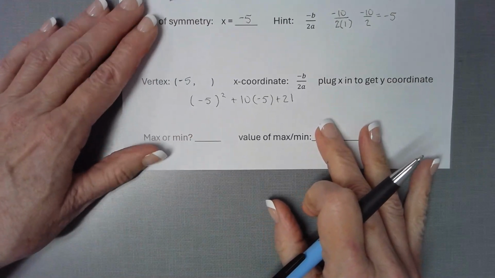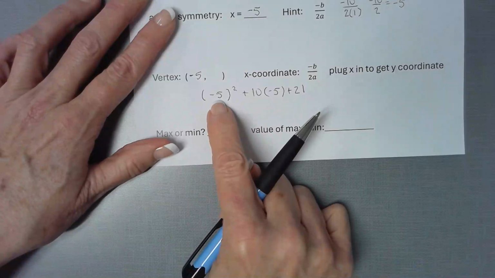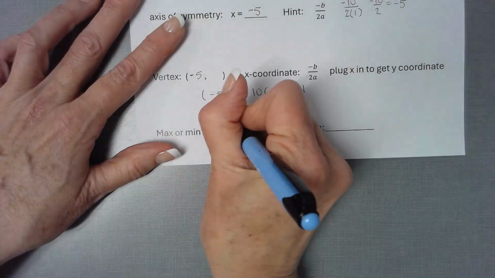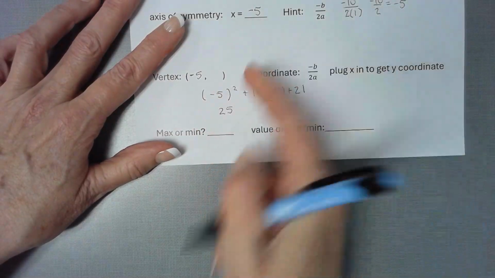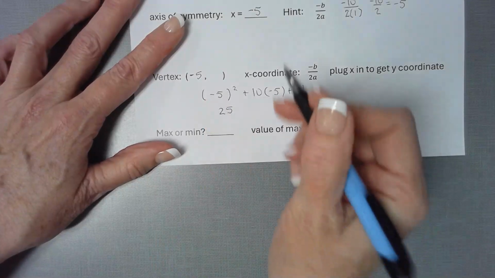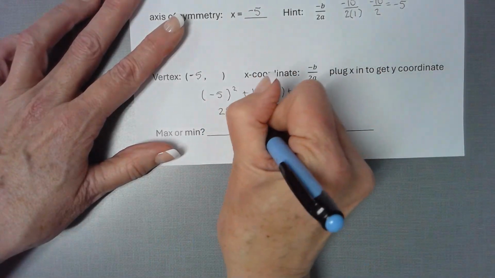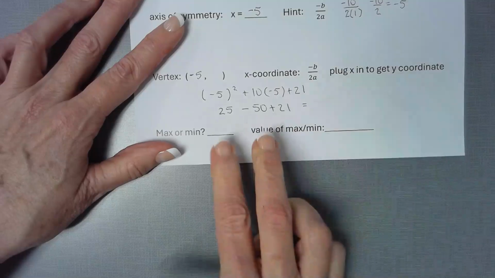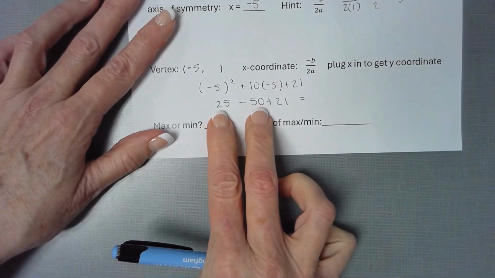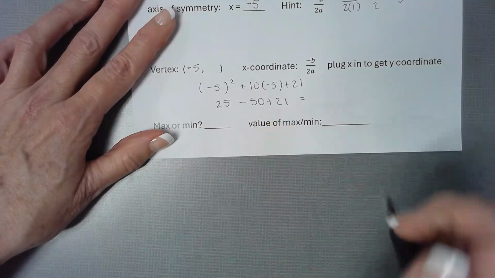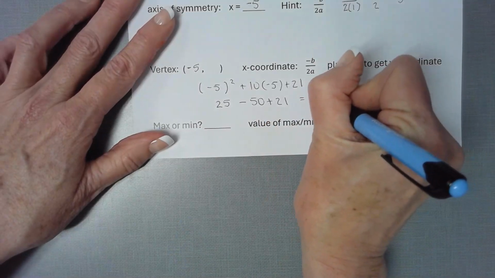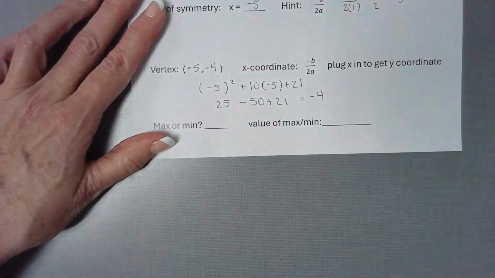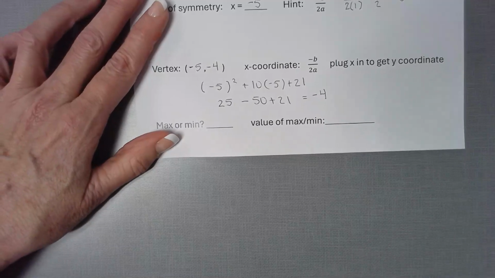And I'm going to do this without a calculator. -5 squared, what is that? 25. It is a positive 25, because anytime I square a negative number, it's positive. 10 times -5 is -50, and then bring down your plus 21. 25 minus 50 is -25, and -25 plus 21 is -4. So the y part of my vertex is -4.